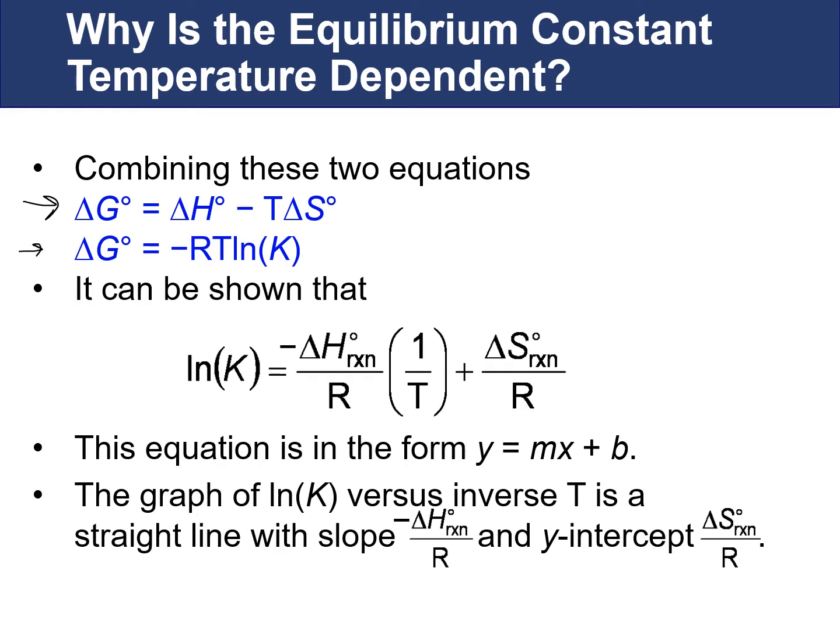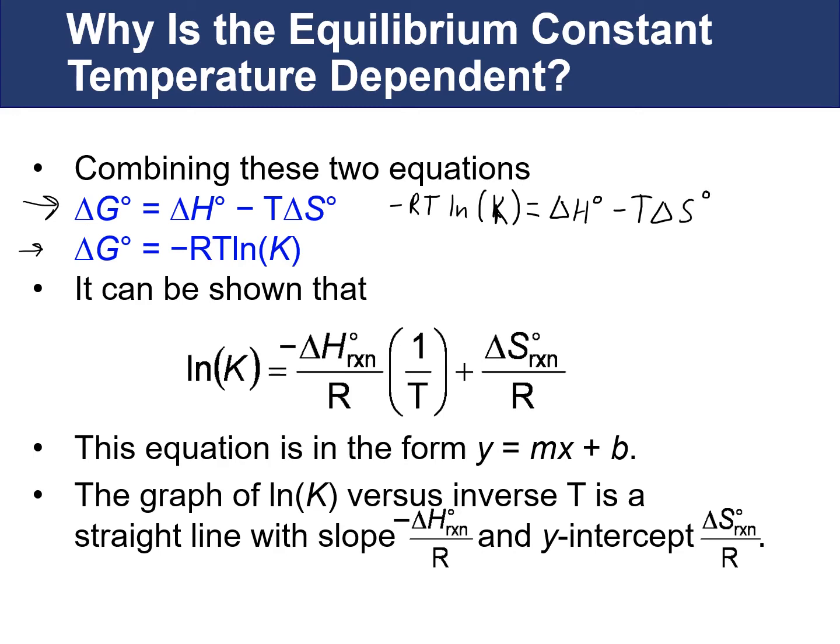We can actually combine these two together because the top equation, delta H naught minus T delta S naught, is equal to delta G naught, and the bottom equation, minus RT ln K, is also equal to delta G naught. Because both are equal to delta G naught, they are equal to each other. So we can say that minus RT ln of K is equal to delta H naught minus T delta S naught.